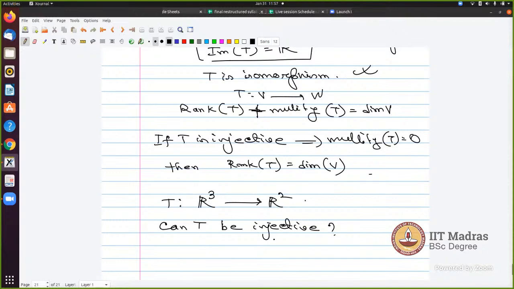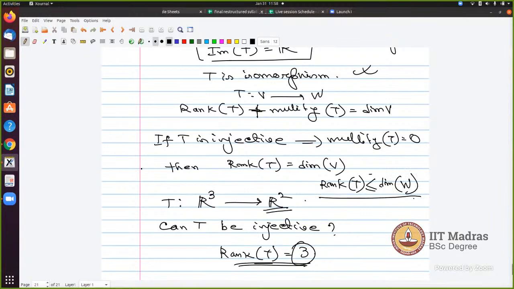So suppose T is injective. Then nullity is 0, right? Then what about rank? Rank of T must be the dimension of V, which is 3. But can rank be 3? No, it cannot be, right? Because the image must be inside the codomain. The dimension of the codomain is 2. So rank cannot be bigger than 2, right? Because rank of T must be less than or equal to the dimension of the codomain.